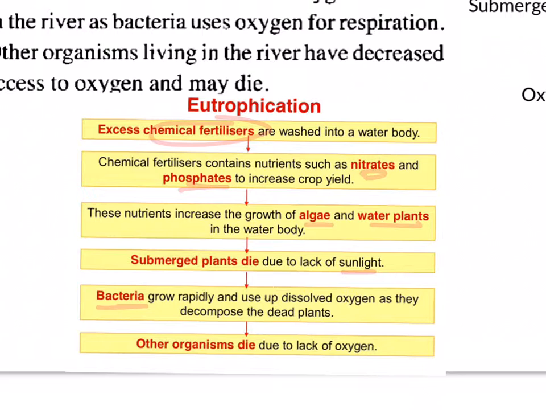Then bacteria grow rapidly. As they grow, bacteria use oxygen, and they will decompose dead plants. In return, as they decompose the dead plants, they grow more and use more oxygen. So other organisms will also die due to the lack of oxygen. These are the steps, or the key phrases, needed when you're explaining eutrophication.